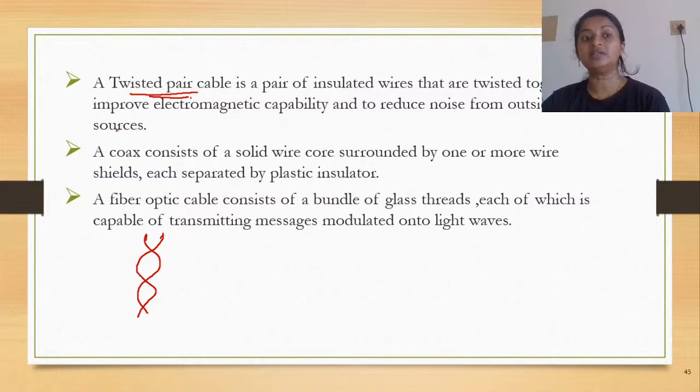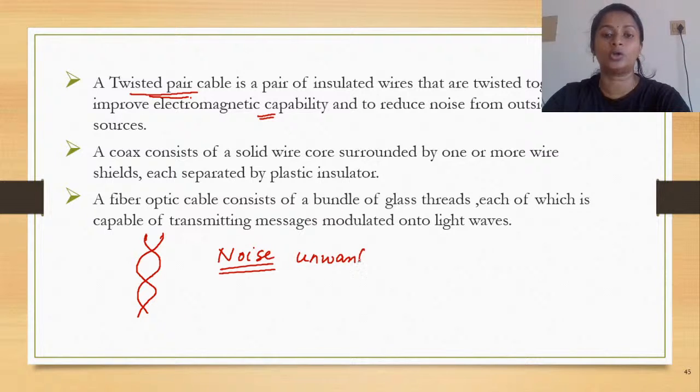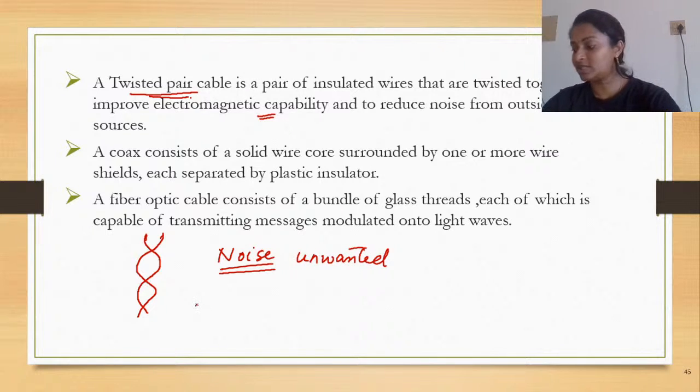So what is to be noted here? This twisted pair is a pair of insulated wires. Why are we twisting it? We are twisting it together to improve the electromagnetic capability and to reduce the noise from the outside world. Now we need to understand the different types of noise. Is noise just the sound that we make? No. It is actually a signal, but all the unwanted signals are called noise. Noise is an unwanted signal.